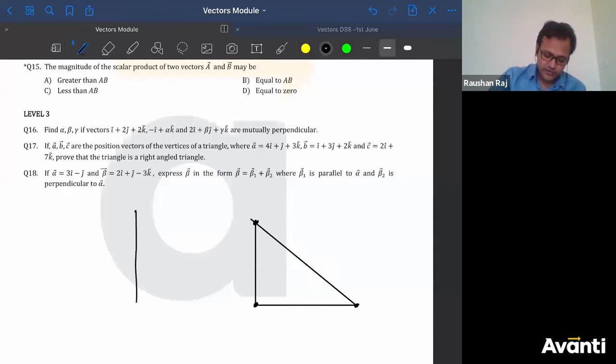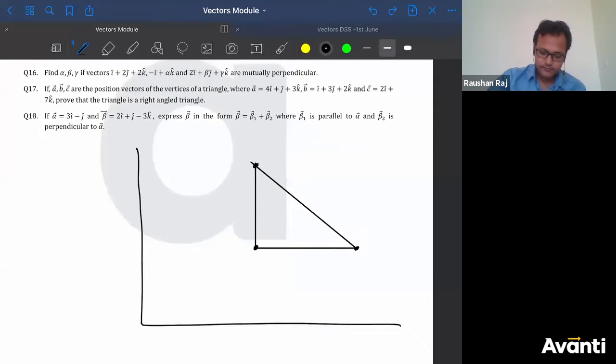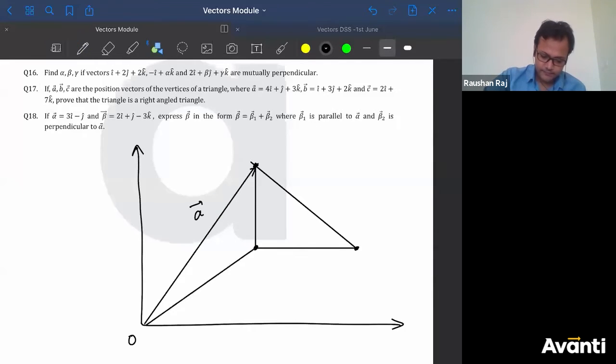Okay, if this is the origin, let me consider this is vector. I can say this is vector A, then this is vector B, then this is vector C. That's it. Now after this, what you have to do?